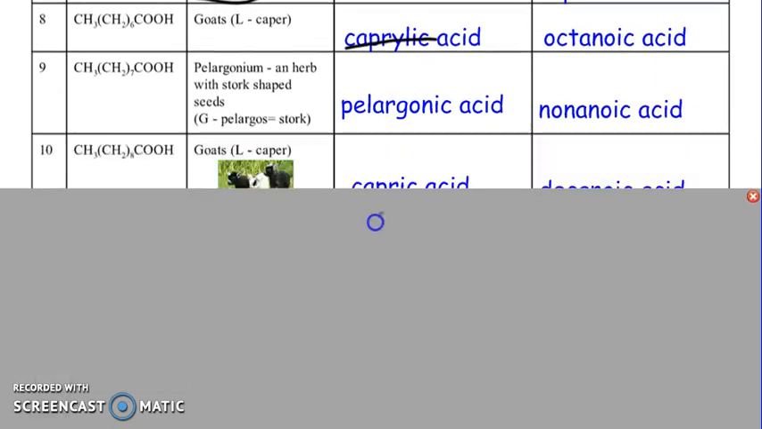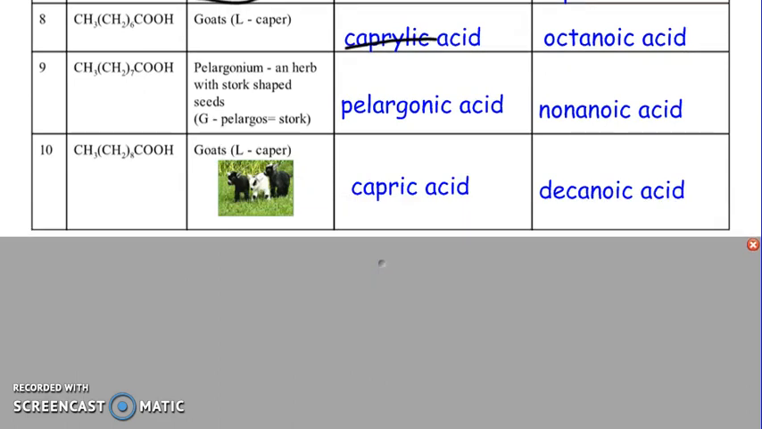And finally, we're back with 10 again. We're back with goats. So again, we have goats in the root, capric acid. I'd rather know it by decanoic. There are 3 roots that all mean goat in all these, and I'm glad I don't have to keep those straight because we use the IUPAC.